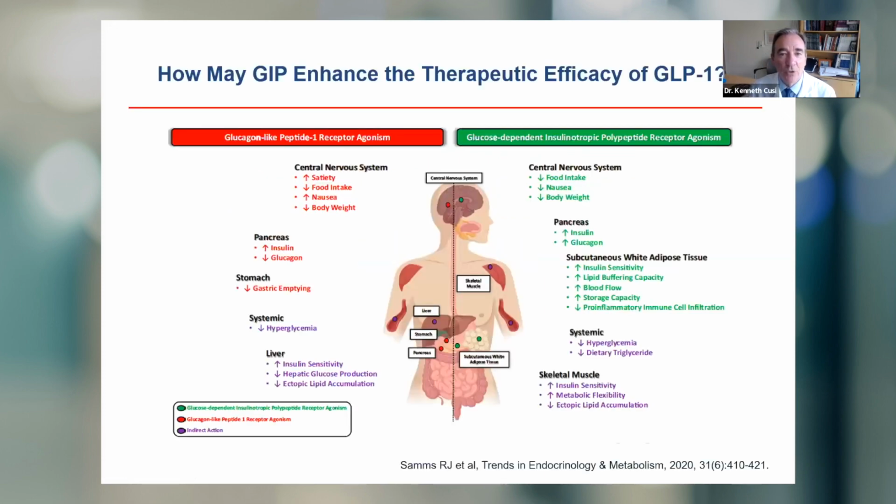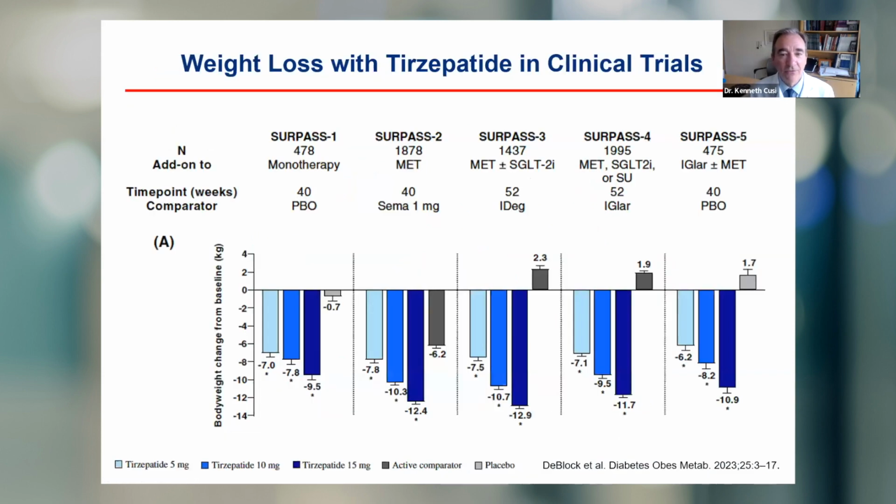Tirzepatide is a dual agonist. It's a GLP-1 receptor agonist, like semaglutide or dulaglutide or liraglutide, but it has this part of the molecule called glucose-dependent insulinotropic peptide, or GIP. And where I think it makes a difference is that it's improving the metabolism of fat. Not surprisingly, it's doing really what I said we have to do to reverse NASH, improve fat.